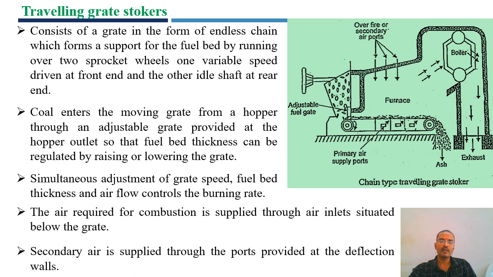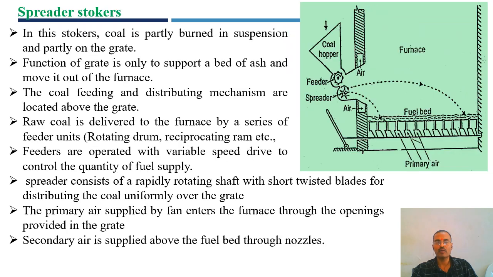Coal enters the moving grate from the hopper through an adjustable grate provided at the hopper outlet, so that fuel bed thickness can be regulated by raising or lowering the grate. Simultaneous adjustment of grate speed, fuel bed thickness, and airflow controls the burning rate. The air required for combustion is supplied through air inlets situated below the grate. Secondary air is supplied through the ports provided at the deflection valves.